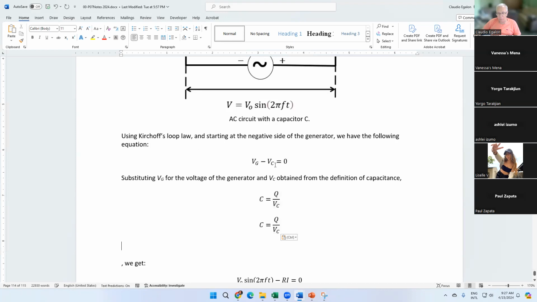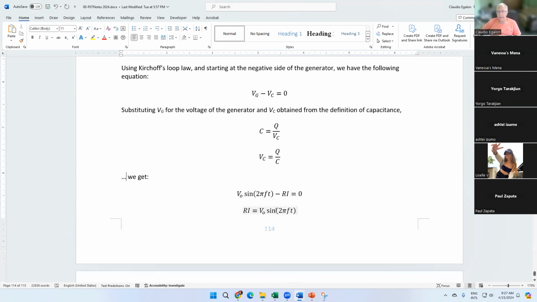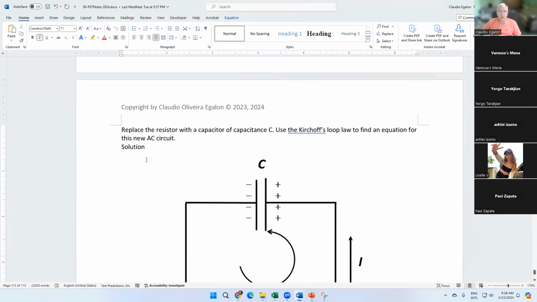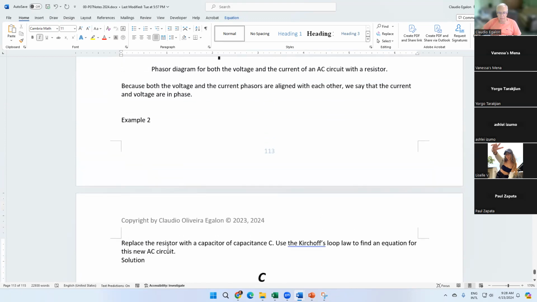Don't forget we have to substitute the V sub C here. Consequently, we have to pass the V sub C to the other side and the C to the other side. What do we get? In the place of Ri, we're going to get Q over C. That's what we get here. And so we can do the following: I'm going to write, say, example 2.